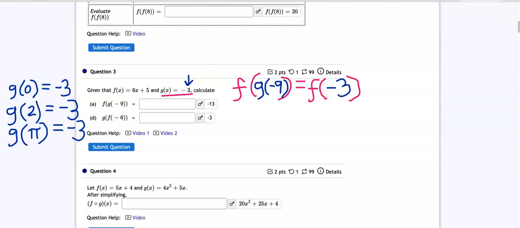And then once you figure out what this part is, now you do need to plug -3 into this right-hand side. And so we have 6 times -3 plus 5, which is equal to -13, just as we expected.